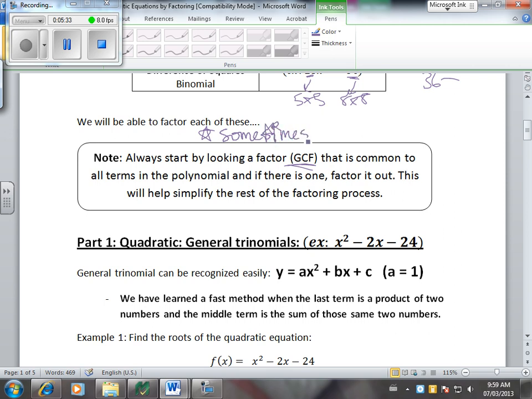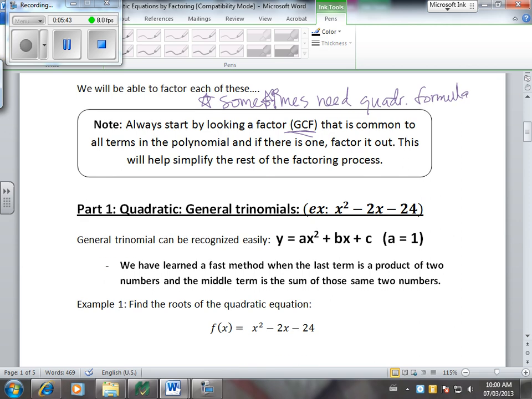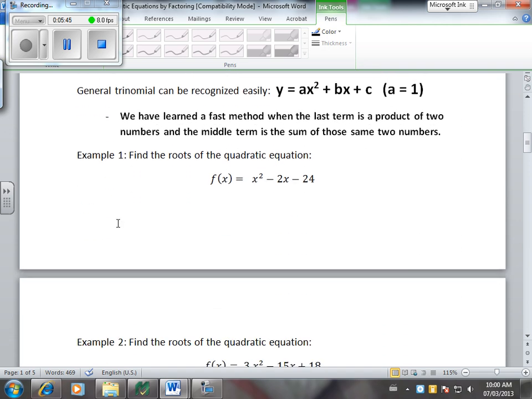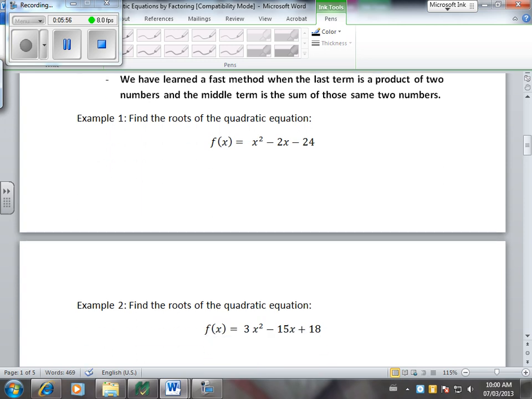Sometimes you'll need the quadratic formula, which is the last part of our notes, and it's something that you'll be provided with in the test. So you don't have to memorize it, you just have to be able to plug everything in. Okay, so the fast method that we learned on Tuesday was to find the product of C and the sum of B. Okay, so let's do this example here.